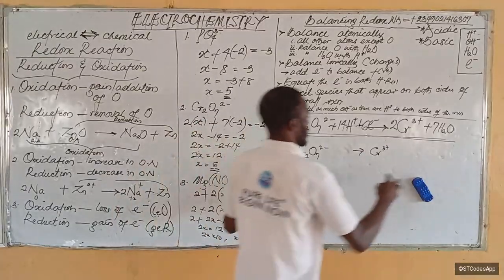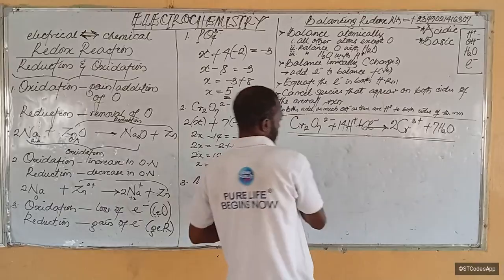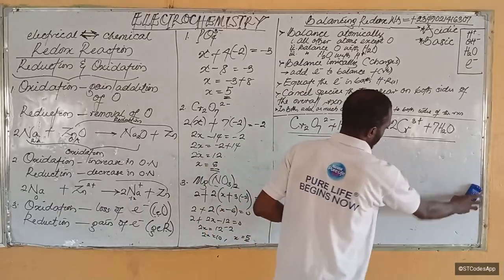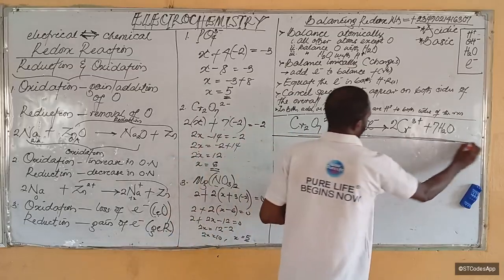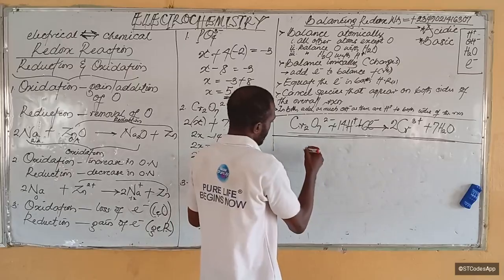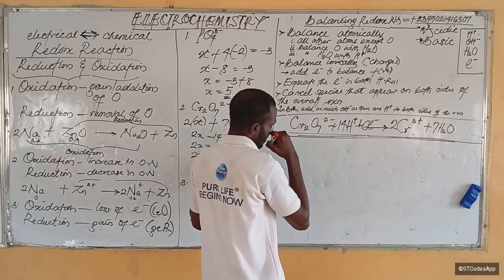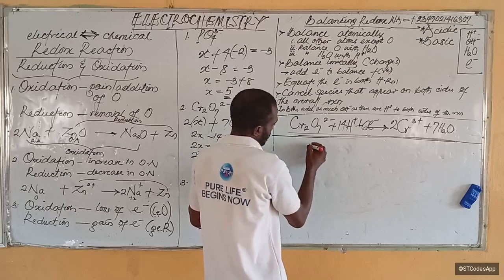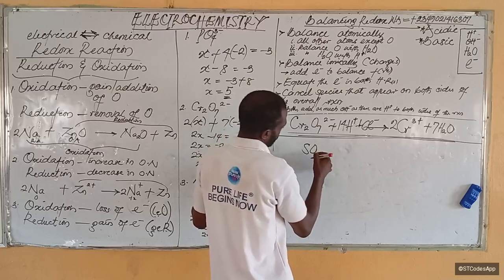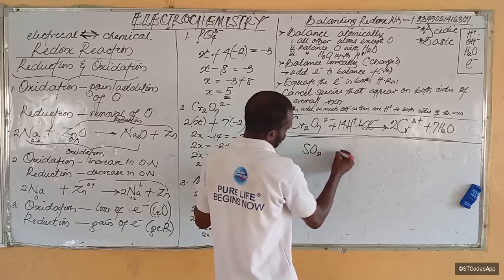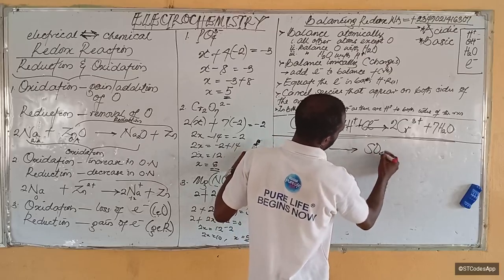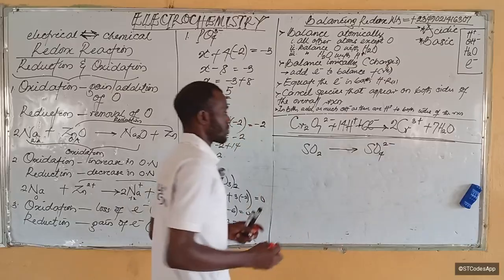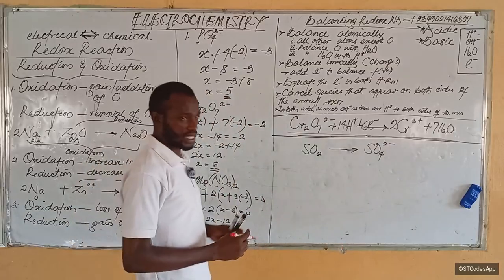Don't forget. All right, let me balance one more half cell. Then before I balance a full cell, I'll give you a full cell reaction. So for example, what if we are told to balance something like this? Let's use SO2 to give us SO4 2 minus. So what if we have something like this?